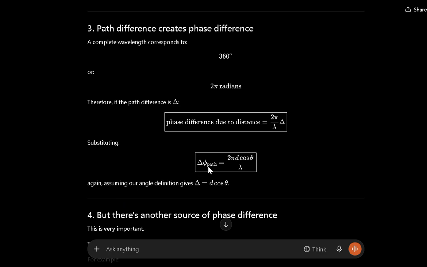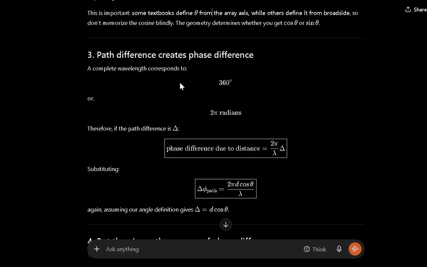Substituting, delta phi path equals 2 pi d cos theta by lambda, again assuming our angle definition gives delta equals d cos theta. So a complete wavelength corresponds to 360, 2 pi. A radio wave cycle is 360 degrees, like the circumference of a circle. So 2 pi radians is 360.